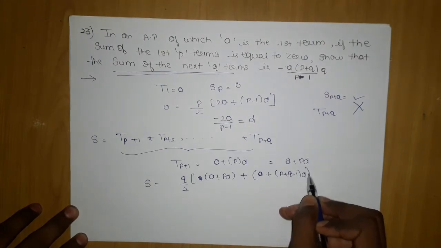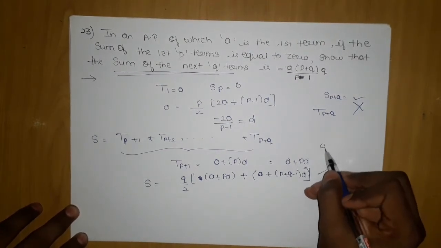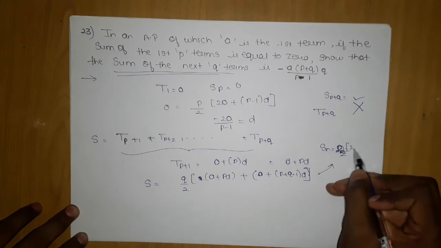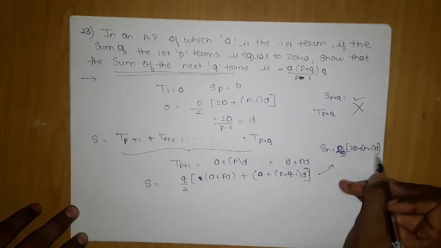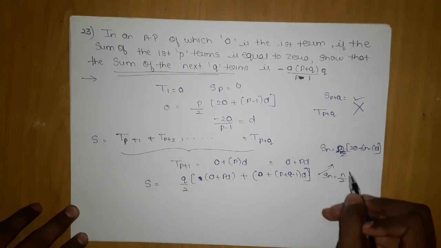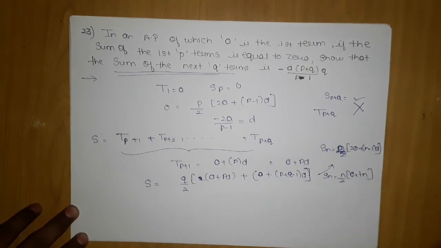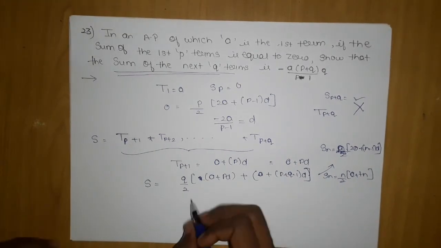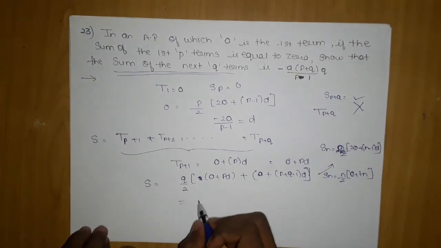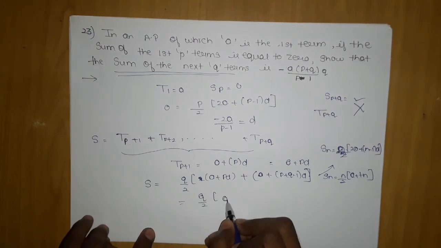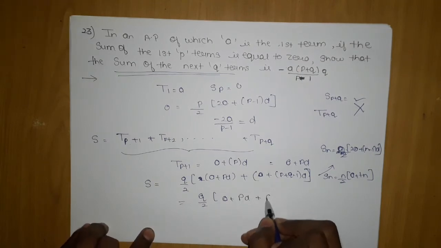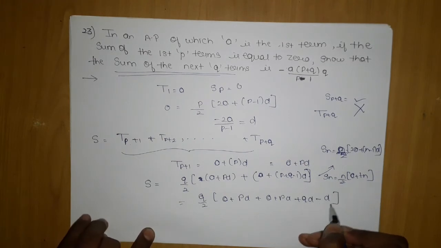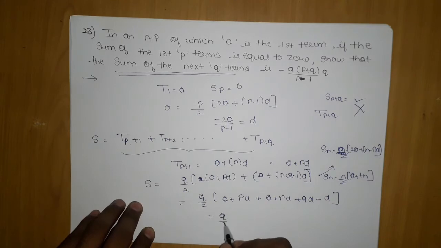Now what happened, instead of using the Sn equals n by 2 bracket 2a plus n minus 1 into d formula, we went for Sn equals n by 2 bracket a plus tn, if we know the first and the last term. Since we know the first and the last term, we can go by this formula. So we have next Q terms. So this is Q by 2 bracket a plus pd plus a plus pd plus qd minus d, giving us finally Q by 2 bracket.